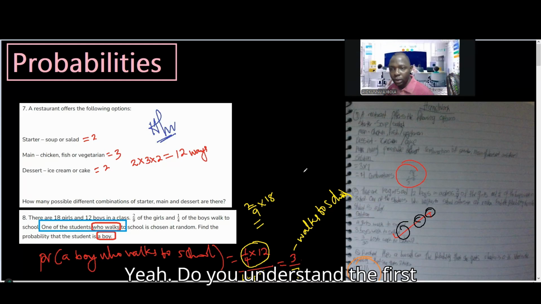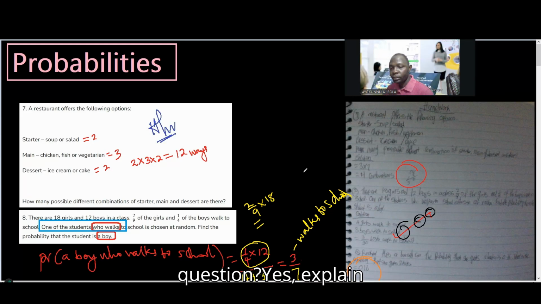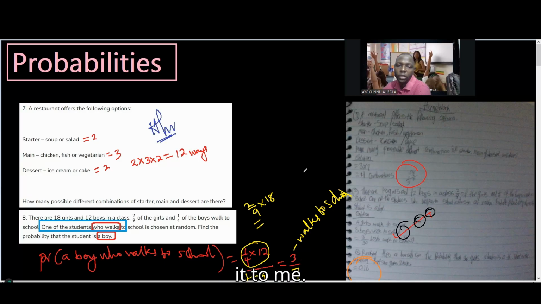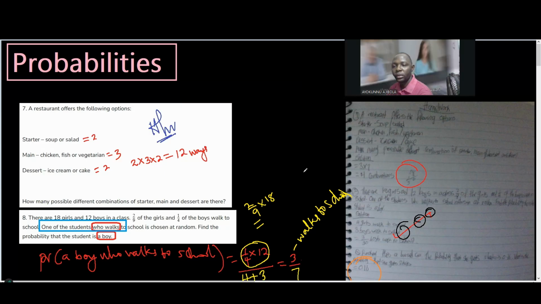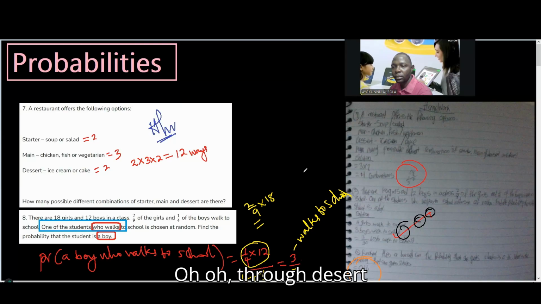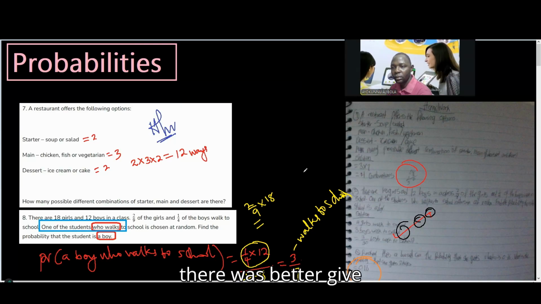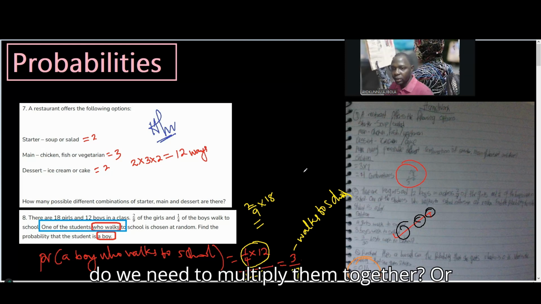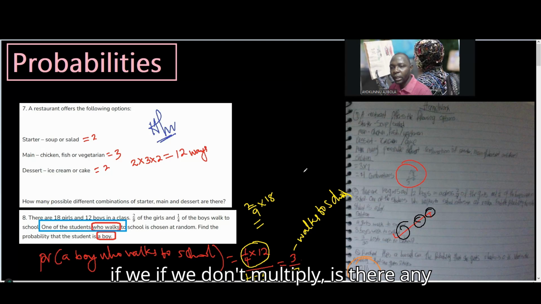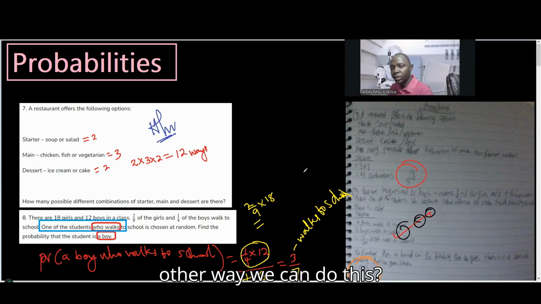Yes. Do you understand the first question? Yes. Explain it to me. So the school has three meals and two desserts. You multiply them together and that gives you 12. I'm only asking why do we need to multiply them together? Or if we don't multiply, is there any other way we can do this?